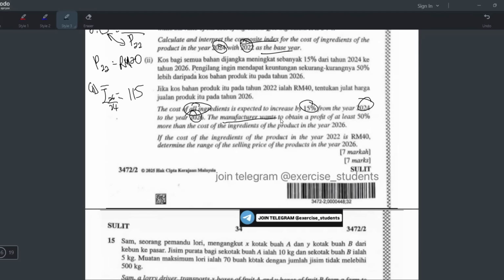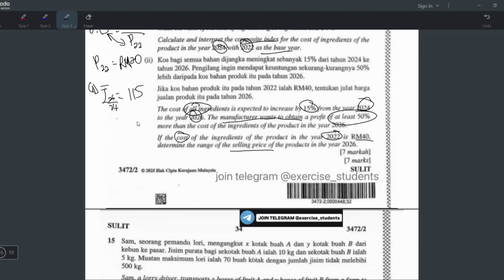Okay, what else? The manufacturer wants to obtain a profit of at least 50% more than the cost of ingredients of the product in year 2026. So this is their goal. They want to earn profit at least 50% more than the cost. Okay, and now they give you the cost. If the cost of ingredient 2022 is 40, determine the range of selling price of the product. Oh, naturally selling price. I think you have to find out the cost first. You cannot find selling price first. You have to find out the cost first.